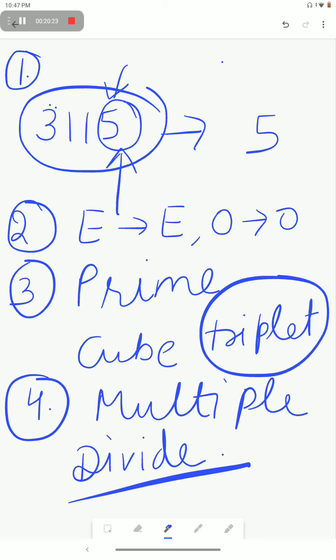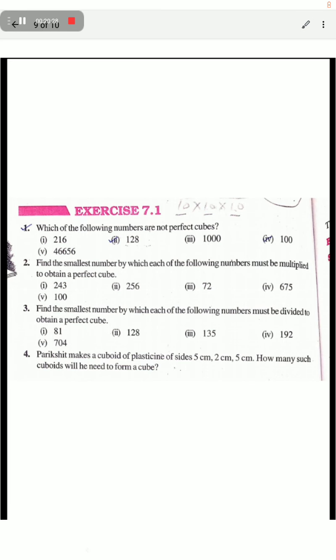Whatever we studied today, this was the summary of it. Okay. Now this is exercise 7.1. I am sharing it just for your reference. Just go through all the concepts and try to do this exercise, and we will discuss this exercise in our next video.